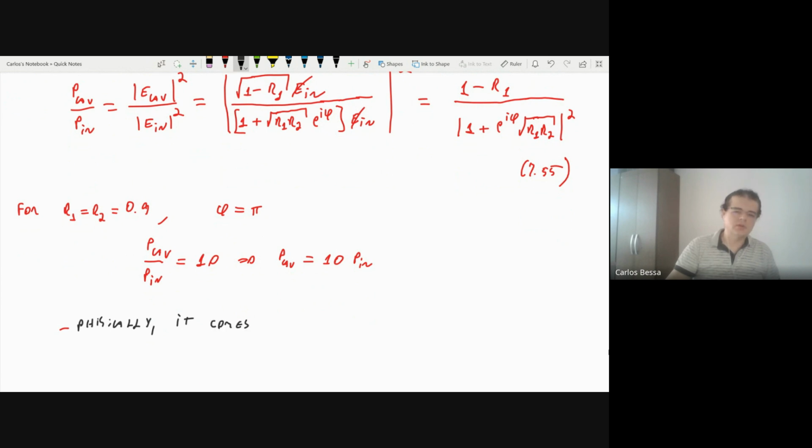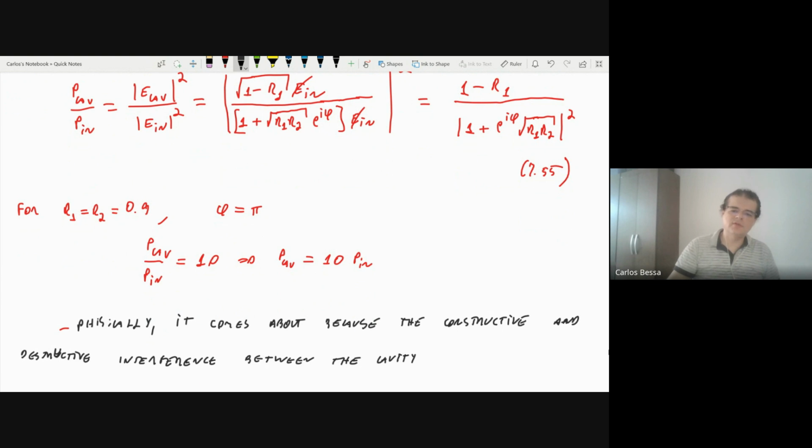So physically, it comes about because of the constructive and destructive interference between the cavity field and the front surface reflected light.